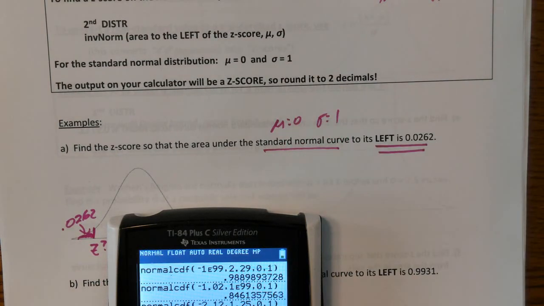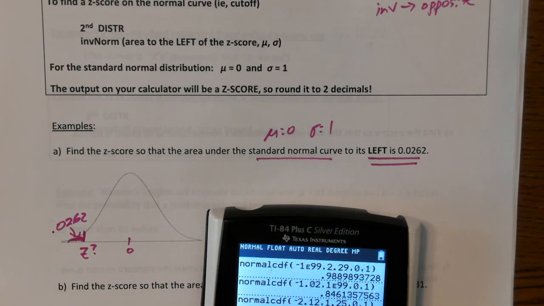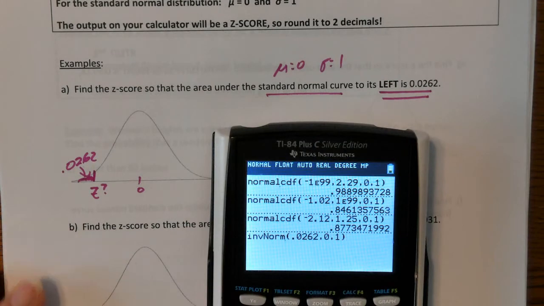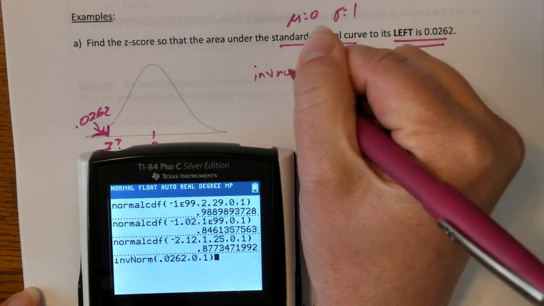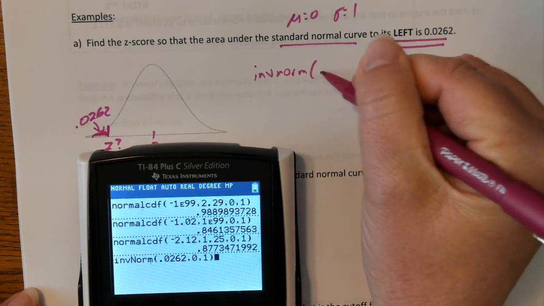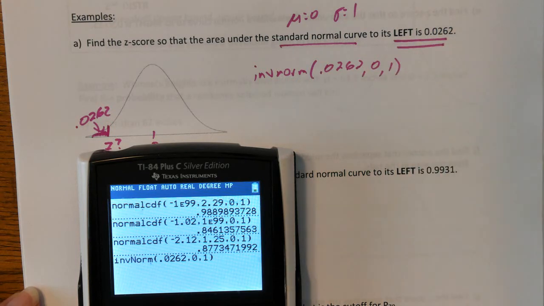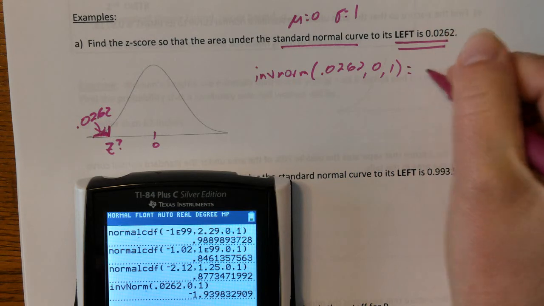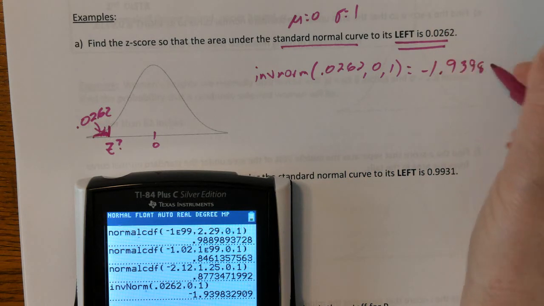Okay? If you are using an 83, it does not prompt you for those things, but it still expects you to type it in that way. So you pick inverse norm. It expects you to give the area to the left, so 0.0262. Mean is 0, standard deviation is 1. Okay, and our calculator says negative 1.9398, blah, blah, blah. Okay?